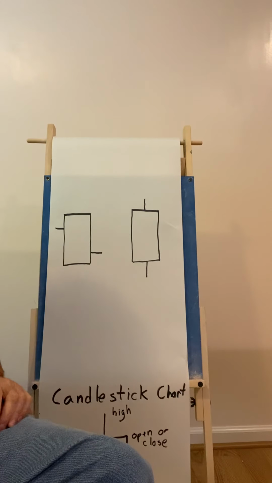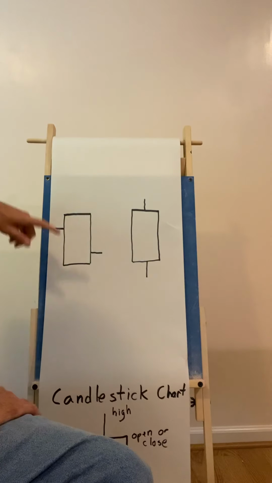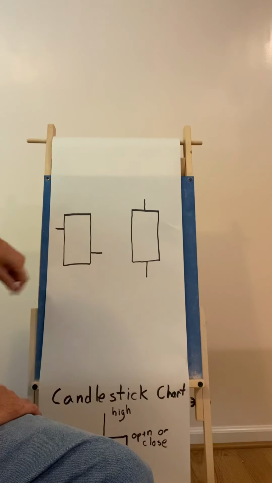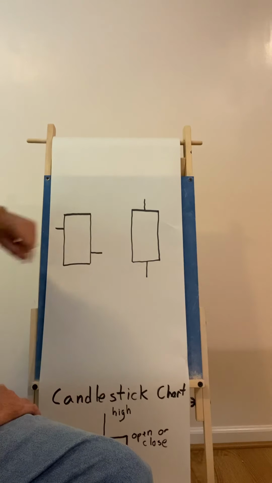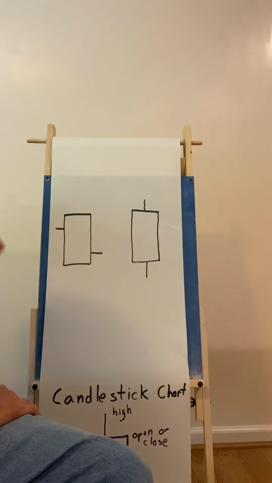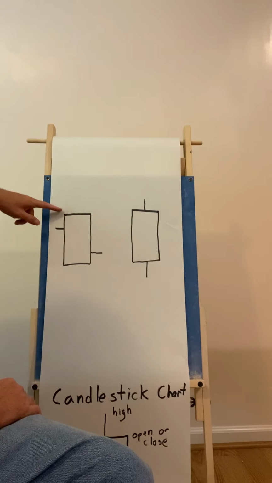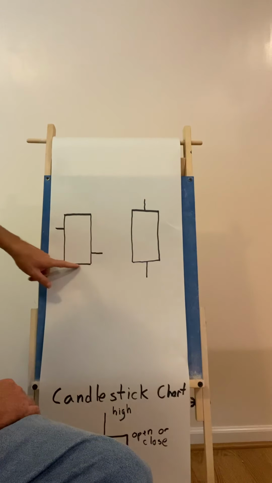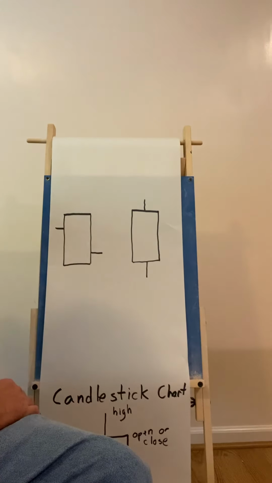However, one way that it's different is how it's done. The rectangle over here represents the high and the low. The rectangle over there is the open and the close. That's one thing that's different. However, in each graph, the very top of the graph is the high, and the high is here, and the low is there.